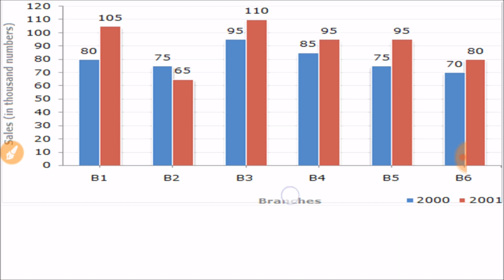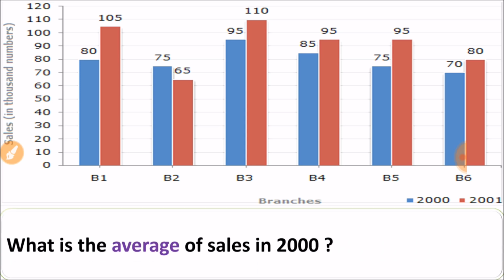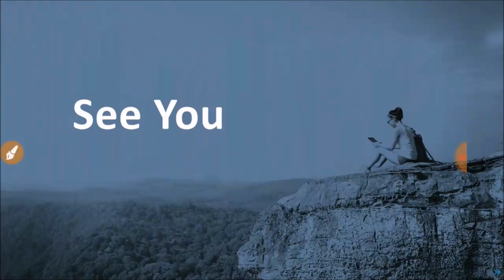Okay. So let's discuss the last question. Find the average. What is the average of 2000? 2000 means blue color. So what is the average of 2000 of all the branches? We have to add the blue color values of all the figures, right? What is the first blue color value, B1? It is 80. Second value, B2, 75. Third value 95. Next 85, 75, 70. So what you have to do? You have to take the sum of those numbers divided by the number of them. So we have to calculate 80 plus 75 plus 95 plus 85 plus 75 plus 70 divided by 6. Why 6? Because we have 6 branches. Okay, so this is a very straightforward question. The rest of the calculations you have to do yourself. Use your pen and paper.